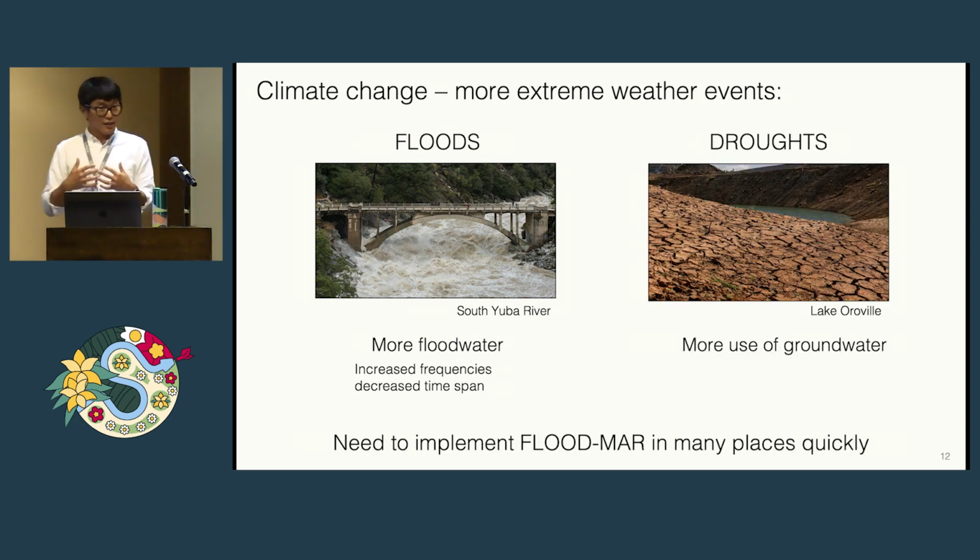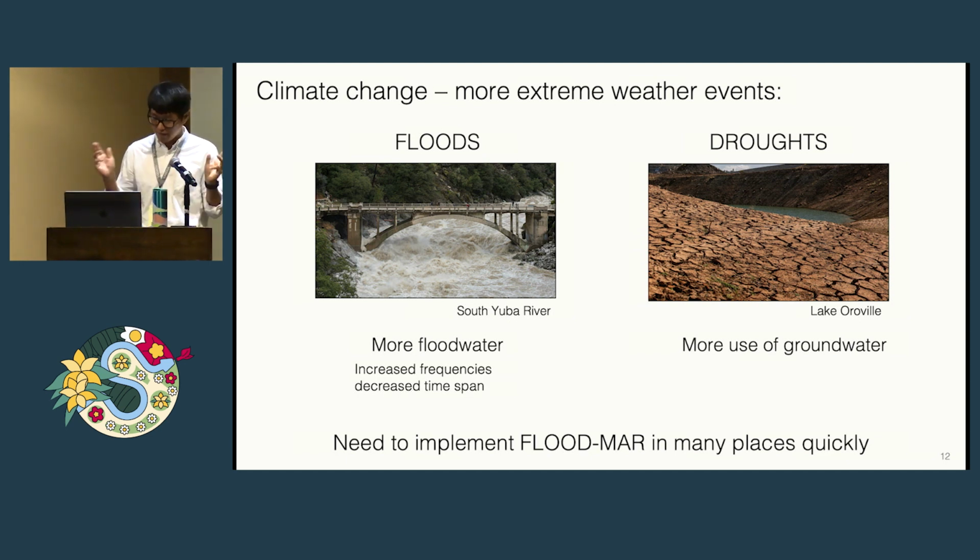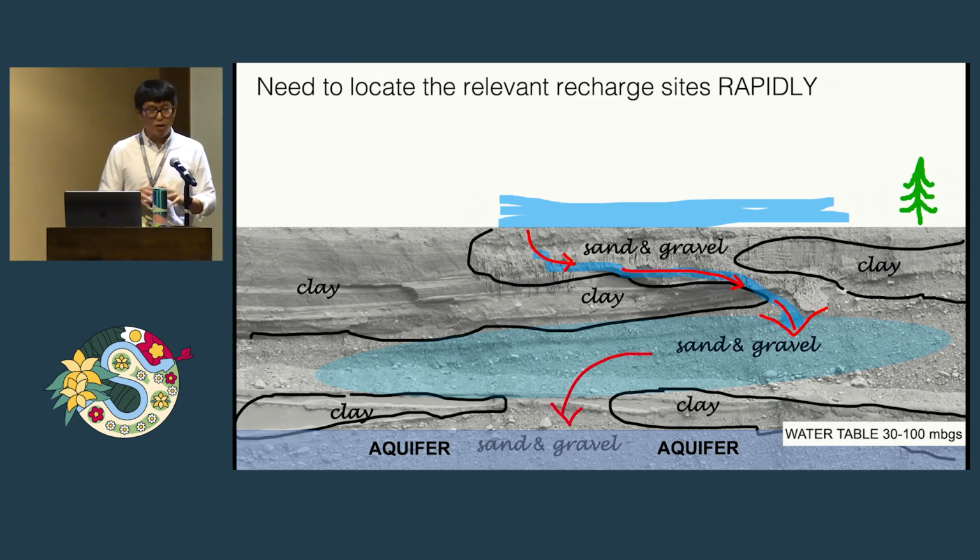And that led us to prepare for the drought period, the period when we would use more groundwater. So that's a nicely aligned, optimized technique. But the problem is we really need to implement this flood-MAR in many, many places quickly, because this problem is very, very serious. Okay? And there are many other challenges. We're going to touch upon one piece of the challenge. We really need to locate the relevant recharge sites rapidly.